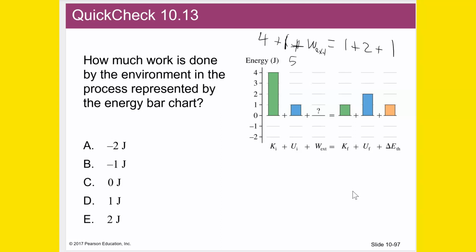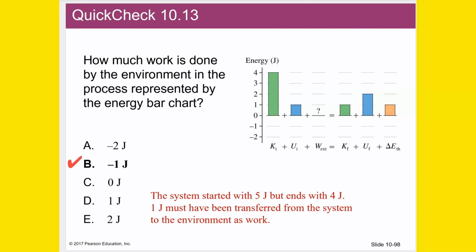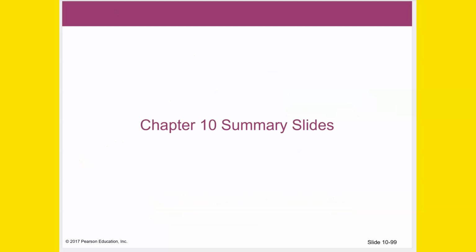4 plus 1 is 5, plus some external work we don't know, equals 2 plus 1 plus 1, which is 4. So what must the external work be? It must be -1. Move the 5 over. It's -1. That means that the system did work on the environment, transferred some of its energy into the environment. And that is the end of chapter 10.